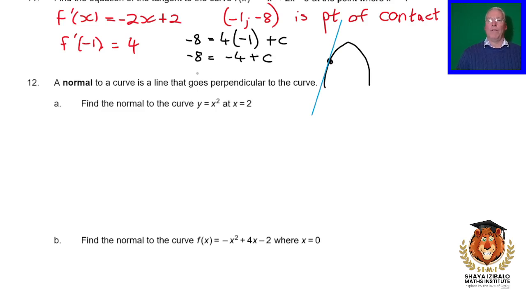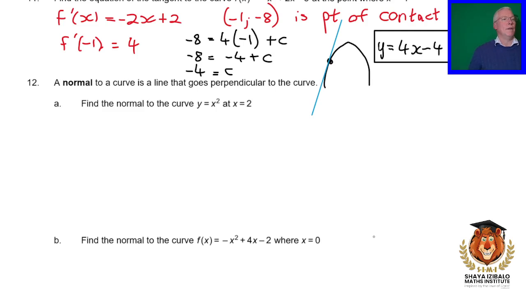Let's add 4 to both sides. We get -4 equals c. Our final answer is y equals, okay, our gradient is 4, x, and our y-intercept is -4.